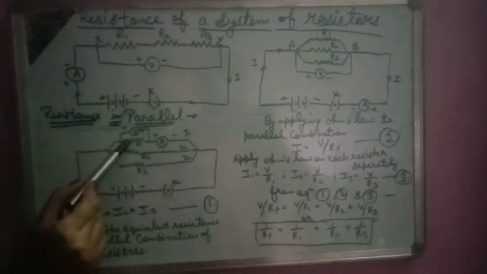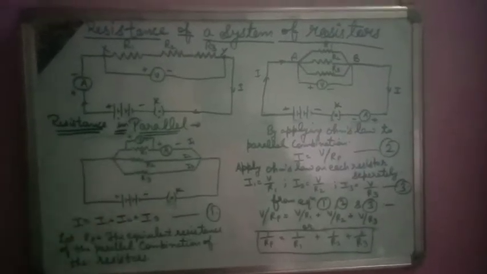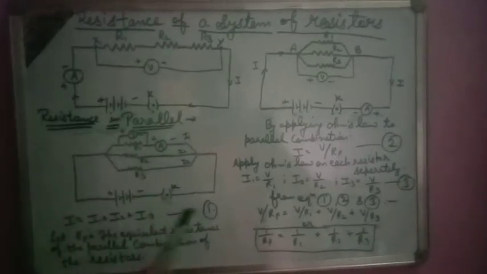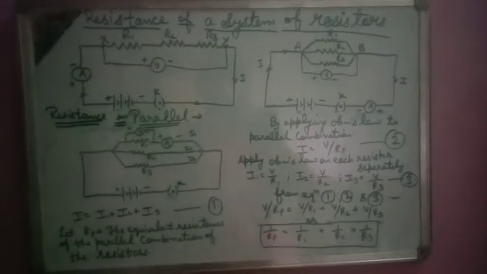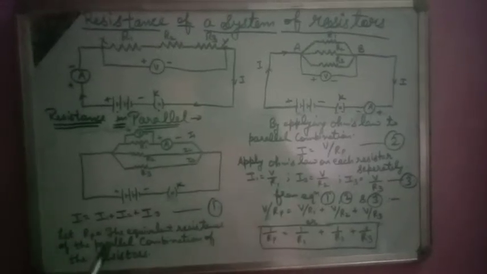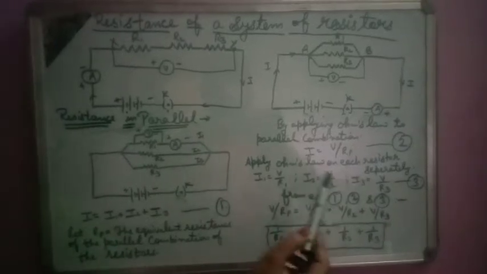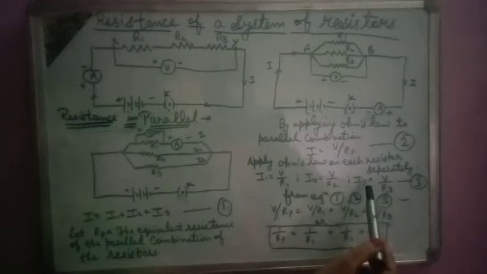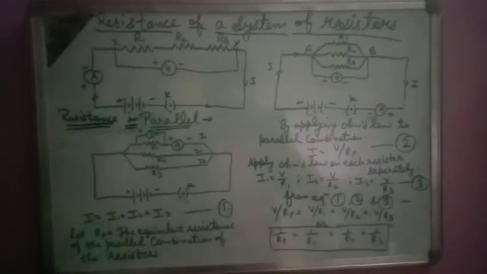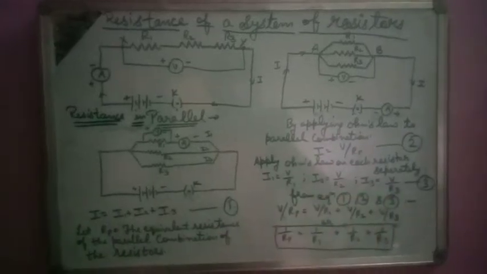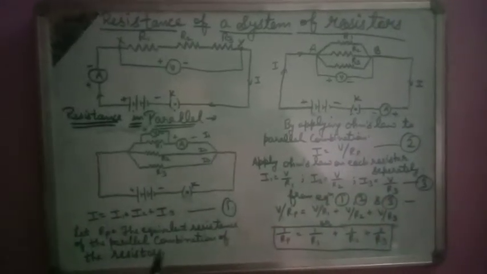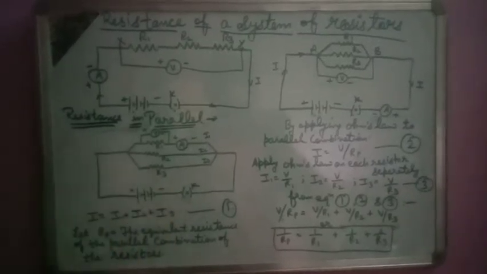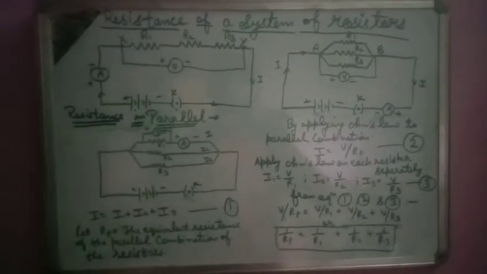Okay, if I apply Ohm's law on each resistance separately, then the value of current I1 across the first resistance will be V upon R1. The value of current I2 across the second resistance will be V upon R2, and along with the third resistance, the value of current I3 is equal to V upon R3. Let it be equation number 3. Now what conclusion will I find from here? As you know, I is the sum of all these three currents, I1 plus I2 plus I3.